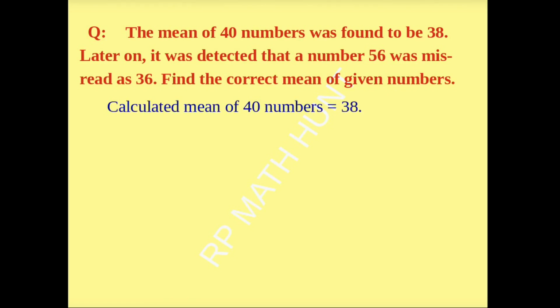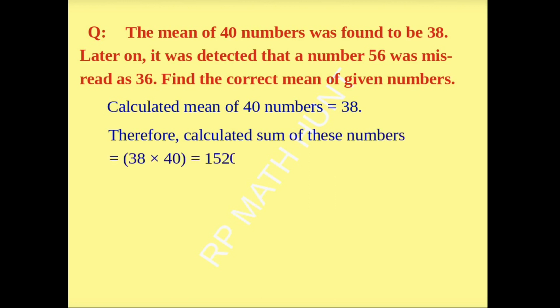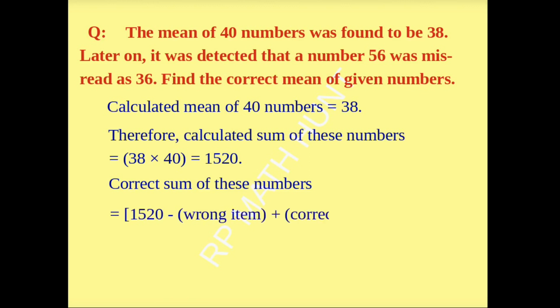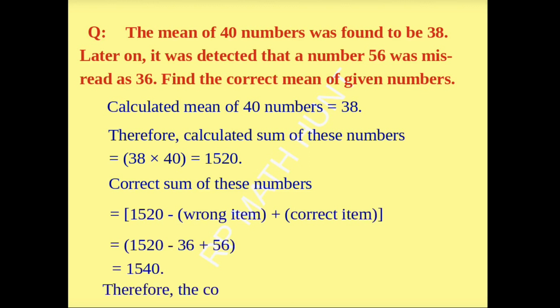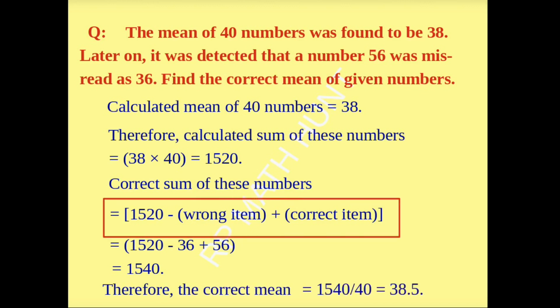The calculated mean of 40 numbers is 38. Therefore, the calculated sum of these numbers is 38 into 40, which equals 1520. The corrected sum of these numbers is 1520 minus the wrong item plus the correct item, so 1520 minus 36 plus 56 equals 1540. Therefore, the correct mean is 1540 by 40, that is 38.5, by the direct method.